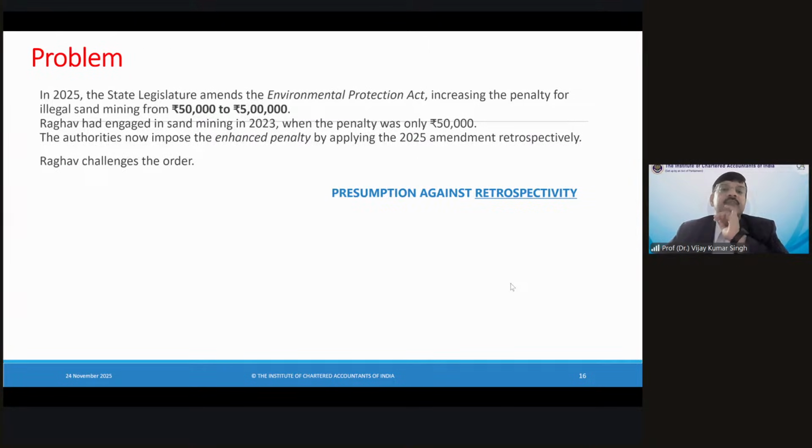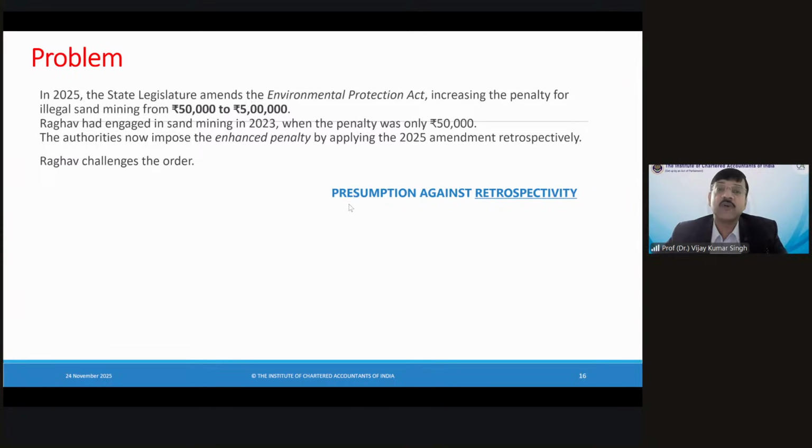Okay. Can we have some responses? Raghav's challenge is right. Okay, but why? Okay, it is effect retrospectively. What is that? Like, because it is not to be retrospective. Yes, Navneet, very true. It is not to be retrospective. So this is the rule against retrospectivity.